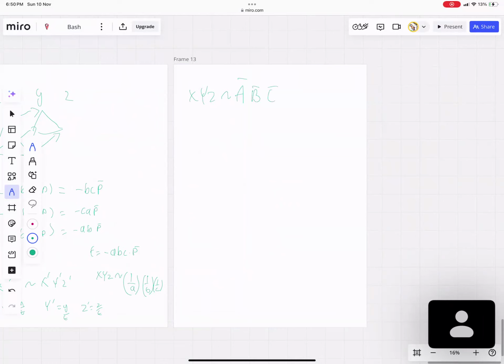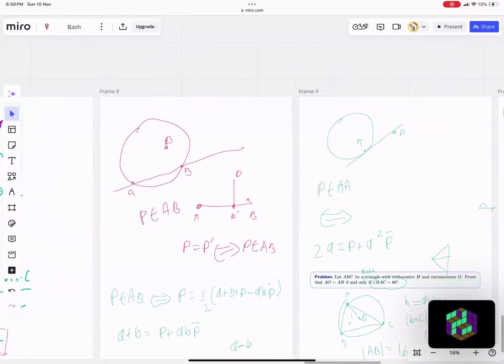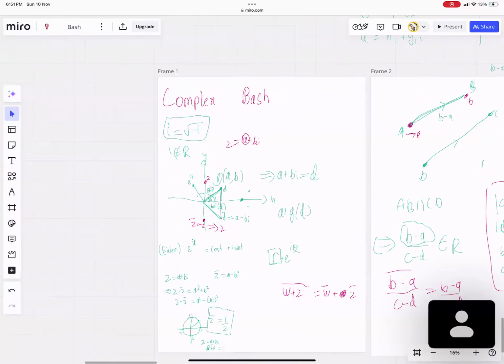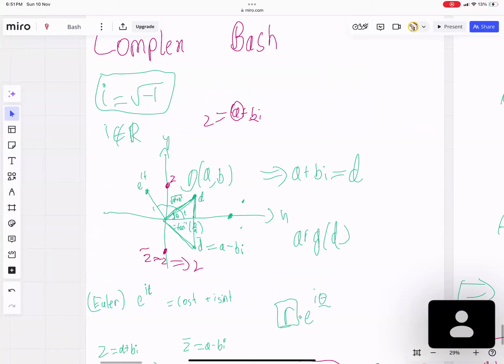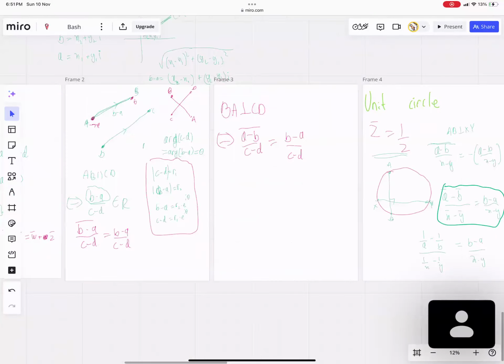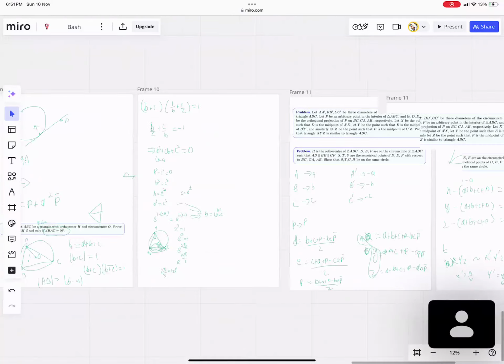Now, is A conjugate, B conjugate, C conjugate similar to ABC? It is, right? Yeah, it should be. We define conjugates to be a reflection over the x-axis. So when you reflect a triangle across an axis, the two triangles are still similar. Which finishes.